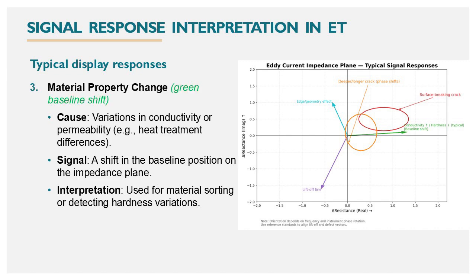Typical display responses. Number 3 is material property change, in this diagram labeled as green baseline shift with green color. Cause: variations in conductivity or permeability, for example heat treatment differences. Signal: a shift in the baseline position on the impedance plane. Interpretation: used for material sorting or detecting hardness variations.